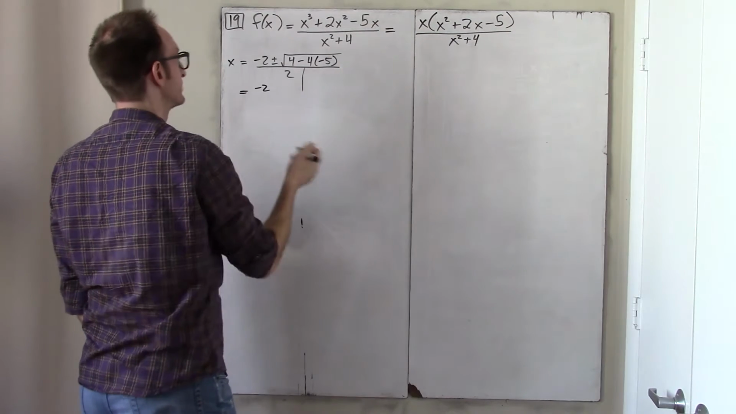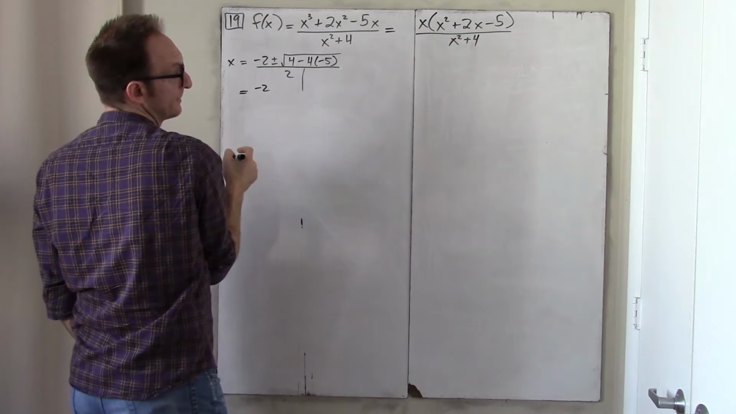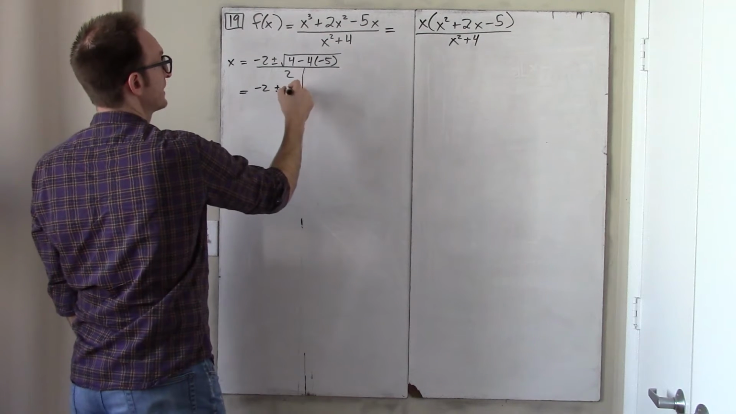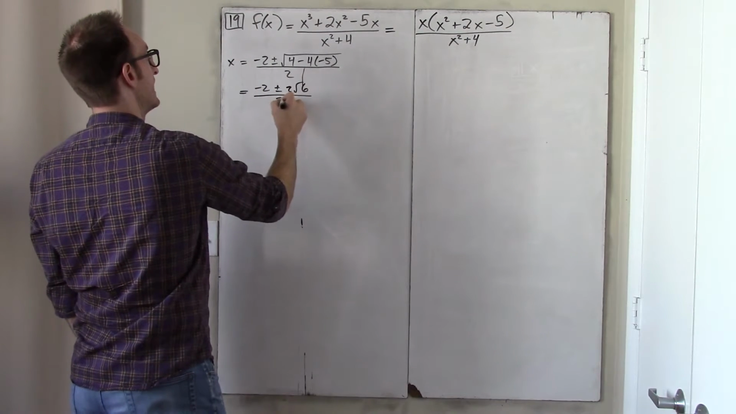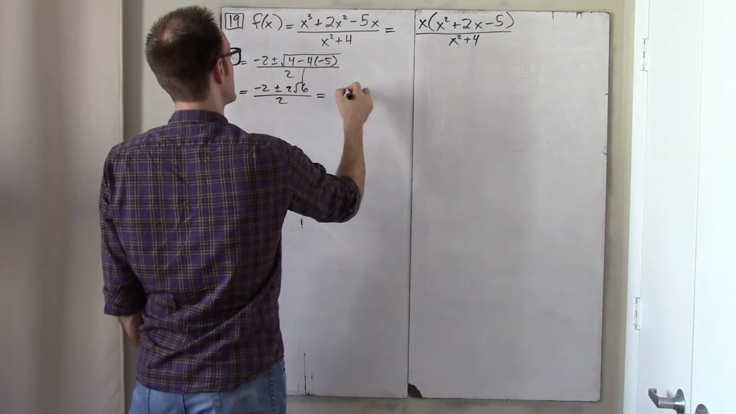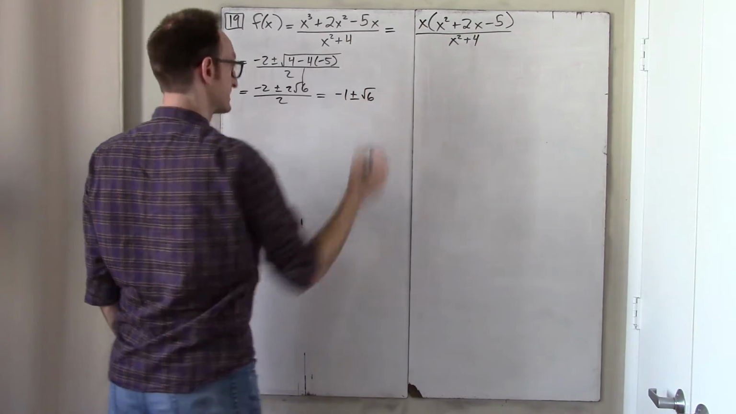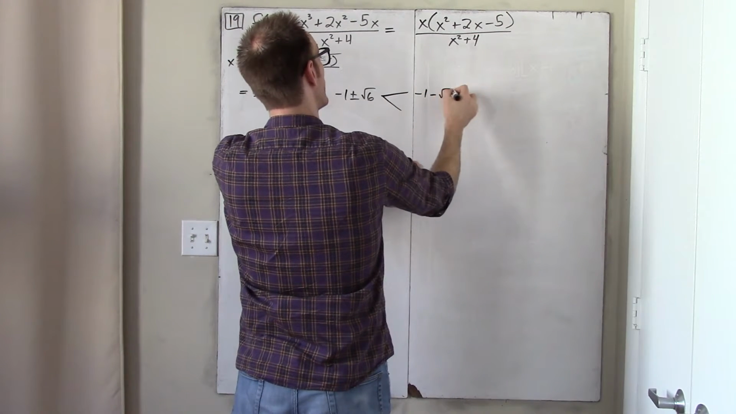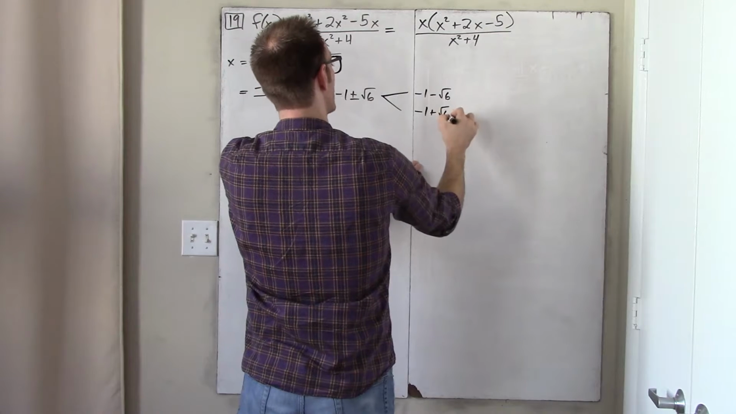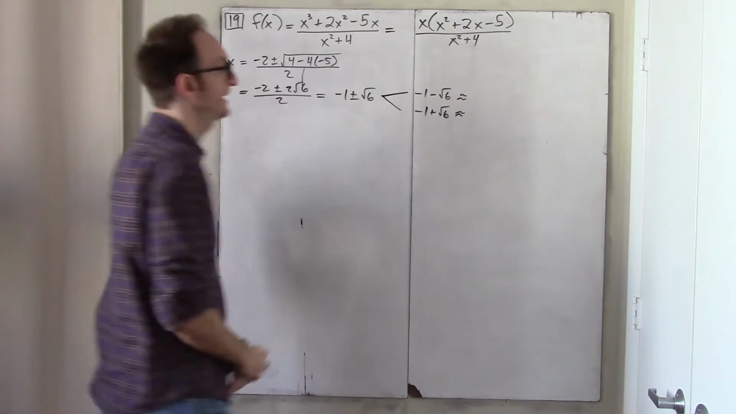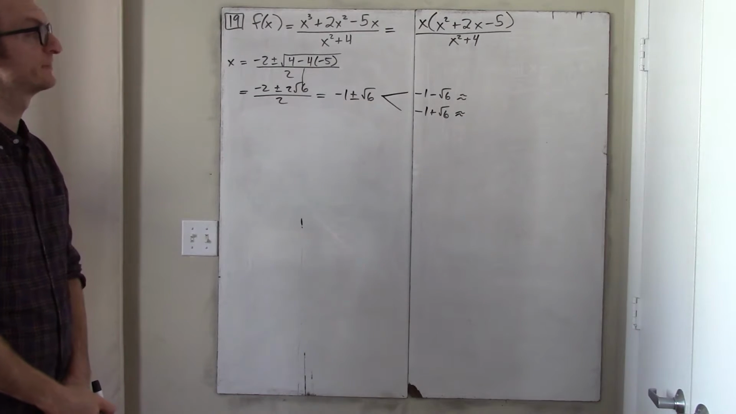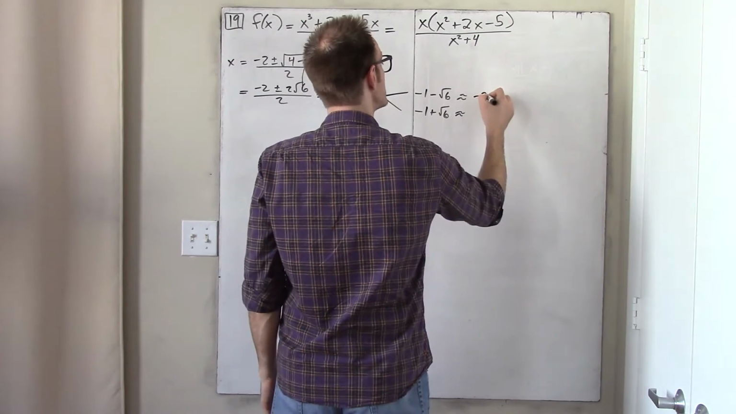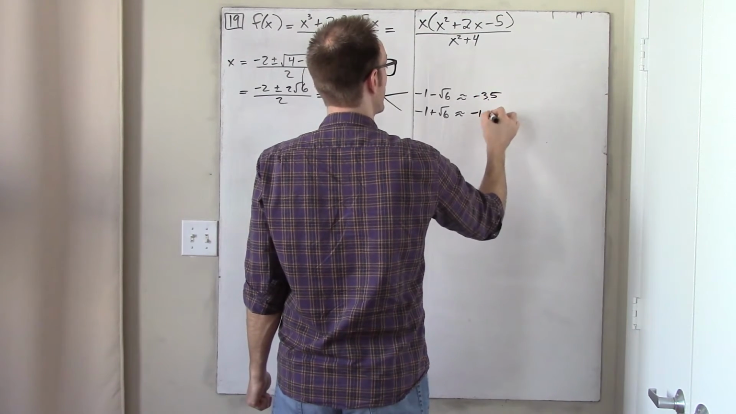It might have almost been faster to complete the square here, but never mind. So this becomes negative 2 plus or minus root 24, which I know to be 2 root 6. And so what I get here is negative 1 plus or minus root 6. We discussed in class how negative 1 minus root 6 and negative 1 plus root 6 can be approximated, given that root 6 is somewhere between 2 and 3. Calling it 2.5, this is about negative 3.5, and this is about negative 1.5.